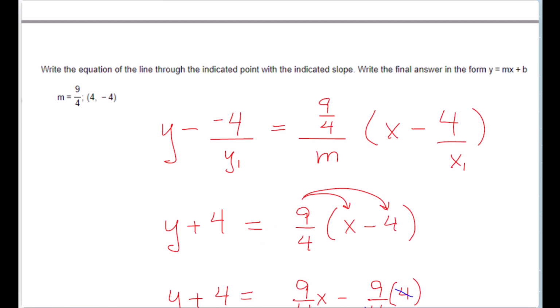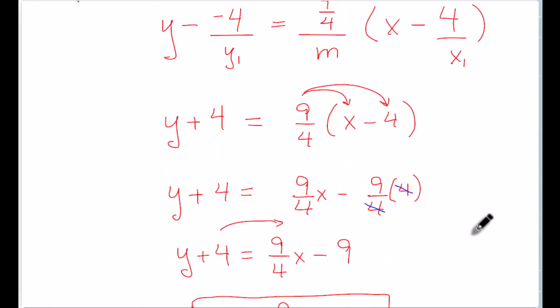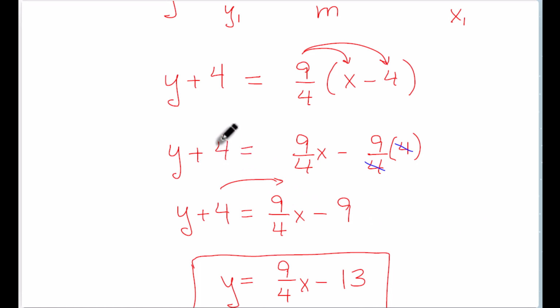Let's see, when a line has a slope of 9/4 going through 4 minus 4. So here's my x1, my slope of 9/4, and my y coordinate of minus 1. Minus a minus is a plus. I need to distribute. When I distribute, the 4 will cancel that 4. All right, and finally move the plus 4 to the right. And so I would have minus 9 minus 4, so a minus 13.